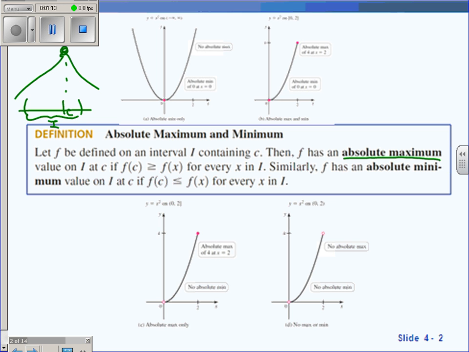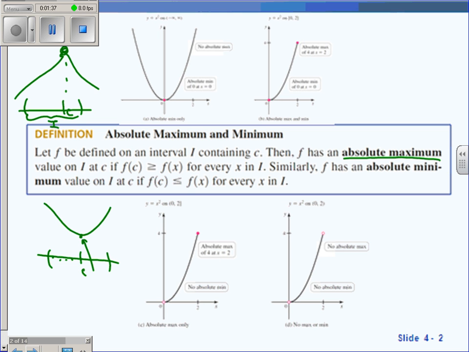Likewise, f has an absolute minimum if every other x in that interval has a bigger y value than what it has at x equal to c. So at x equals c, this would be the lowest one. This would be an absolute minimum, where the lowest y value actually occurs.